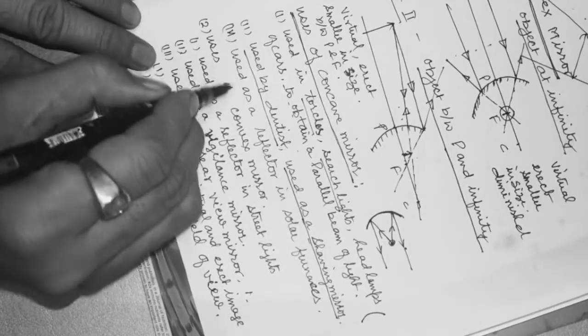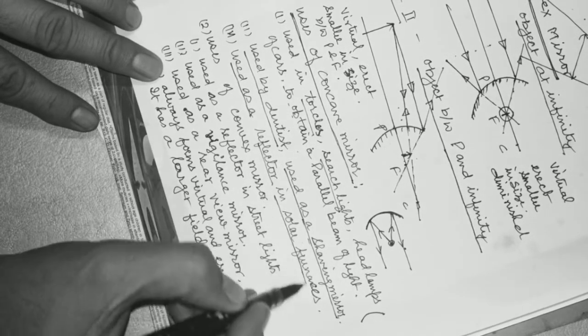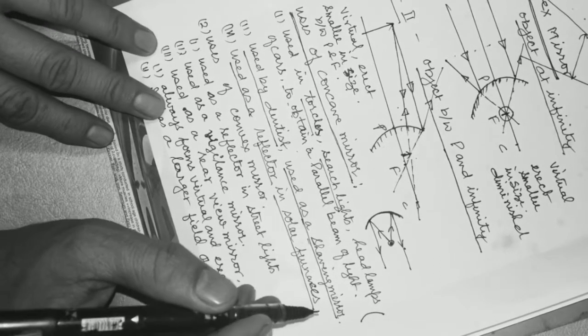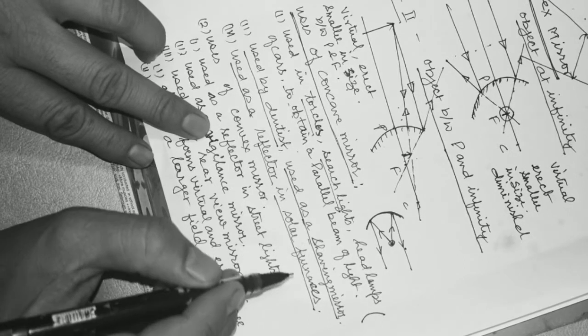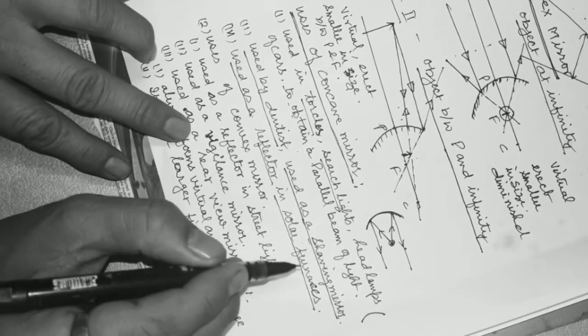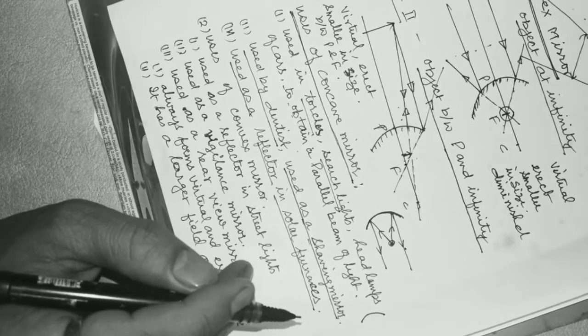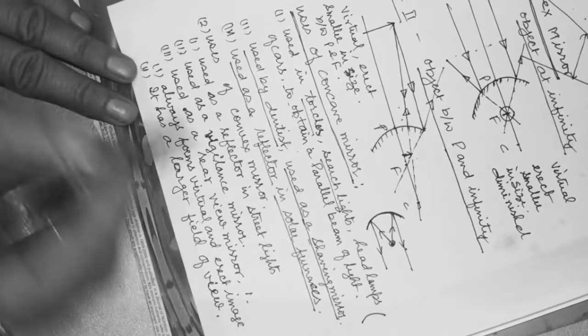And another use of it is as a reflector in solar furnaces. Solar furnaces, where we melt metals with the help of heat obtained from the sun, but the heat is focused at one point or concentrated at one point with the help of concave reflectors.